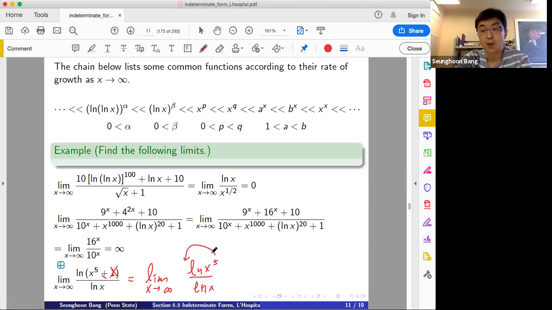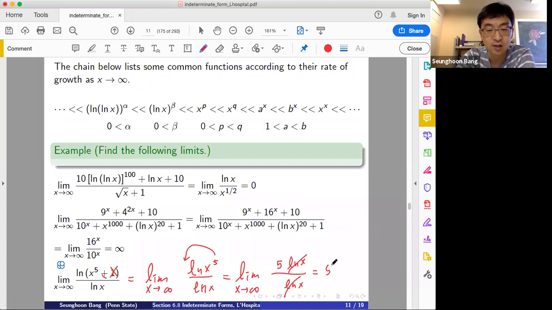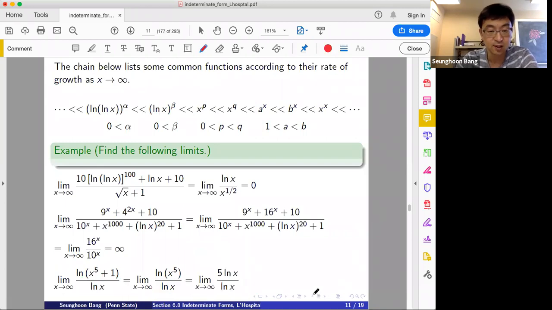You're right. If the bottom one is growing faster than the top one, the answer is always 0. If the top one is growing faster than the bottom one, the answer is always infinity. So the 5 comes down. The limit as x approaches positive infinity of 5 times ln of x over ln of x. The ln of x is crossed out. The answer is just 5. So we have this answer, right?